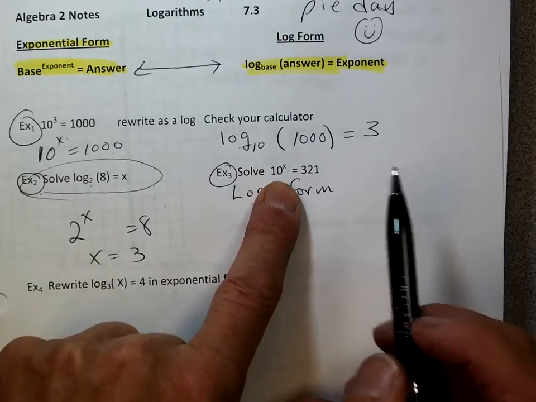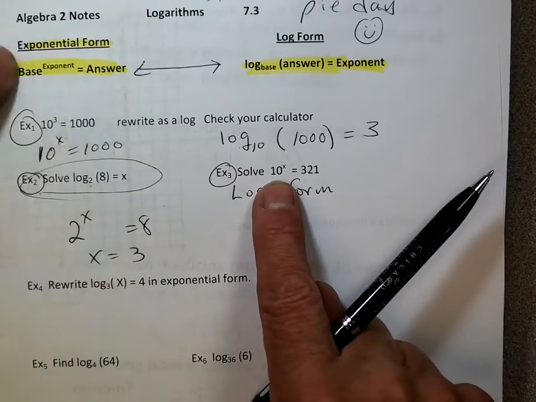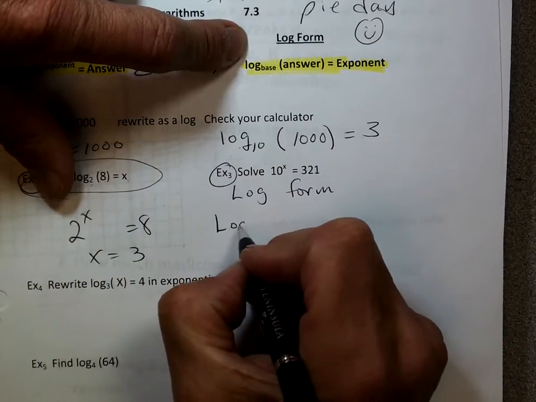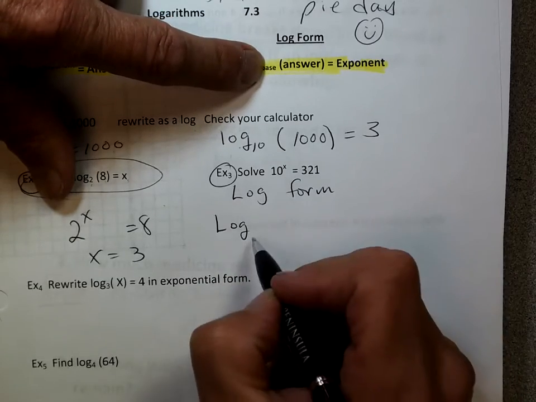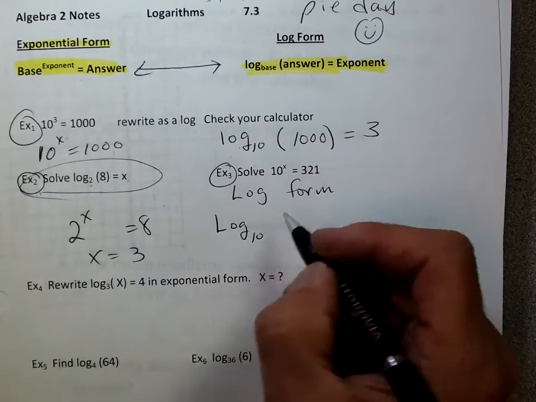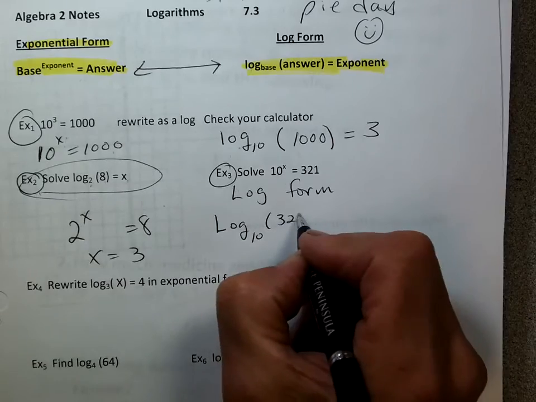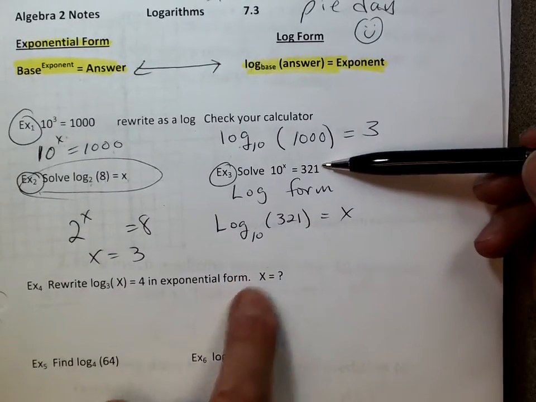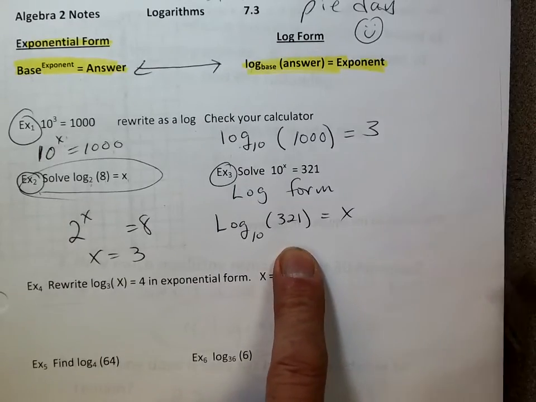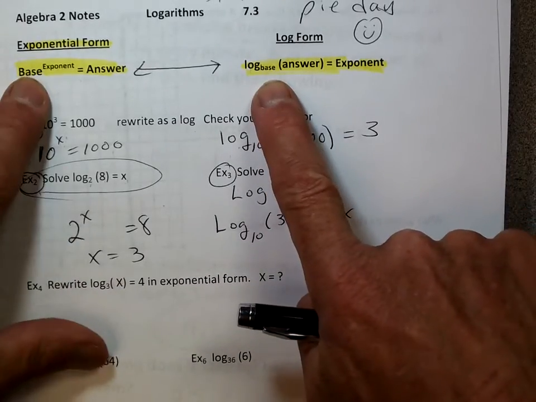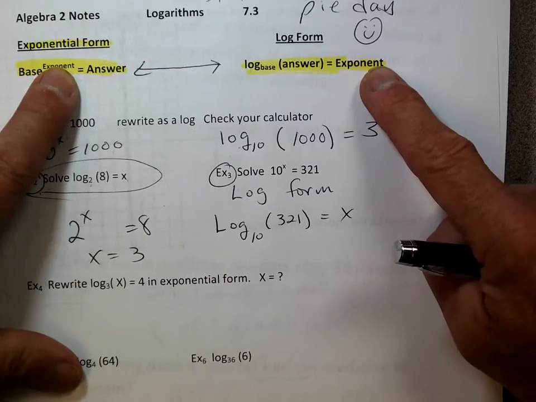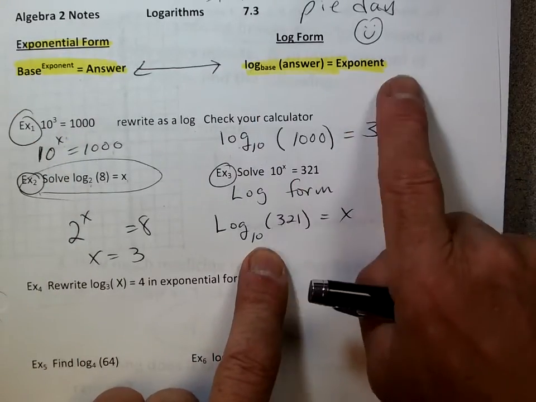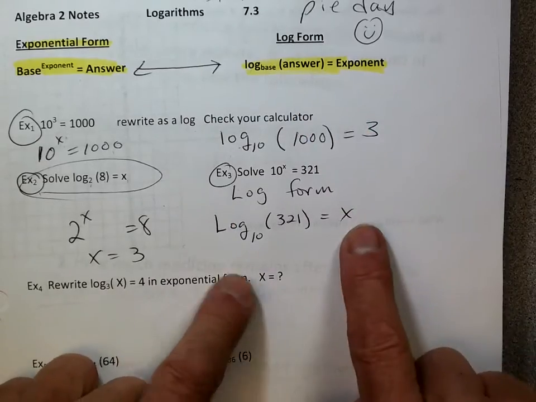So let's change it to log form. We want to put it in log form, so we're going to go log of the base, and the base is 10, of the answer, which is 321, is equal to the exponent. So I just changed this problem from exponential form into log form. I took the 10 to the exponent and rewrote it in log form: log base 10 of the answer equals x.